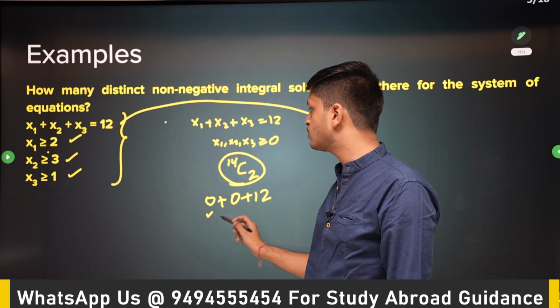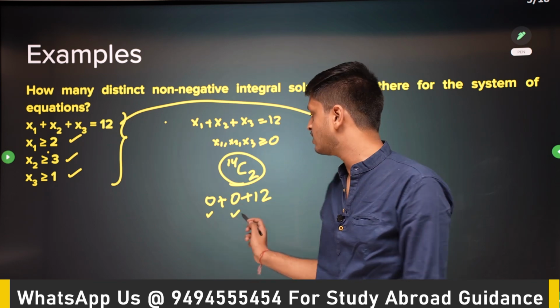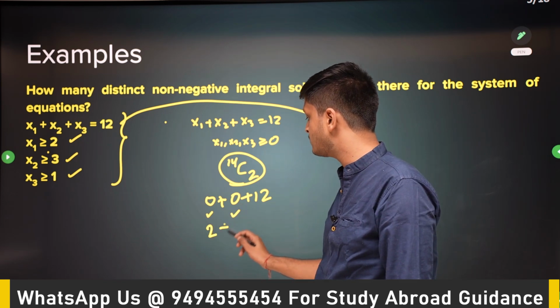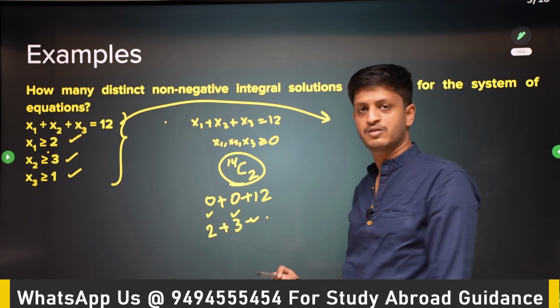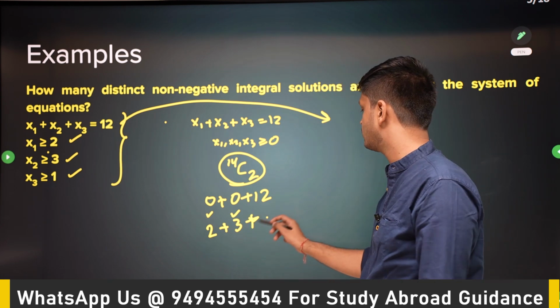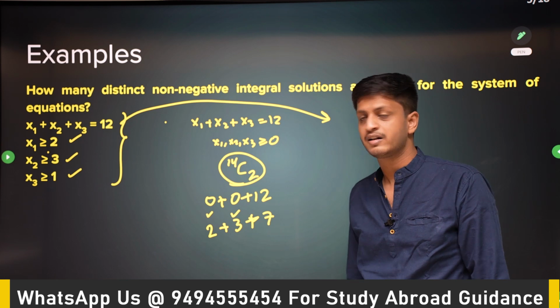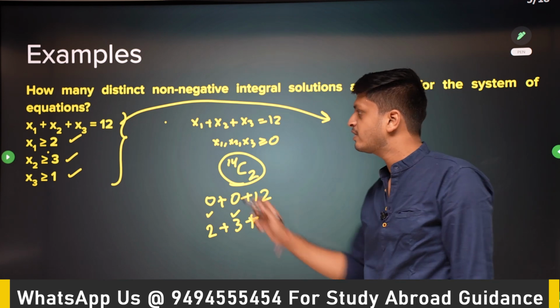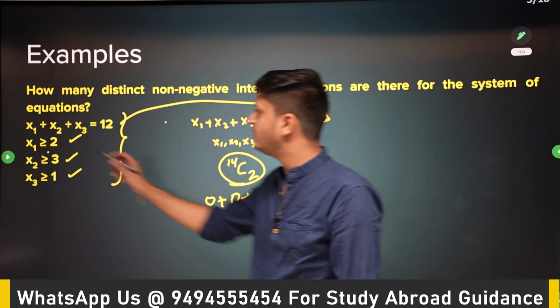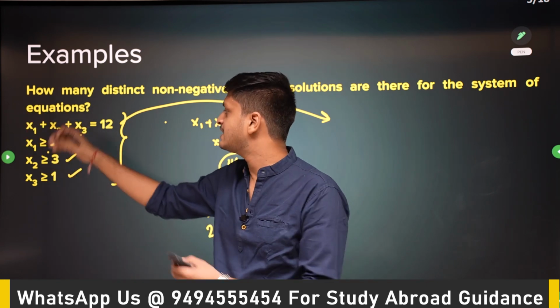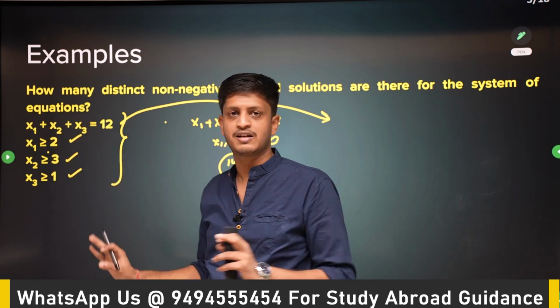Since x1 has to be greater than or equal to 2 and x2 has to be greater than or equal to 3, this is not allowed. This has to be at least 2, this has to be at least 3. This is allowed: 2 plus 3 plus whatever, 7. But the other is not allowed. So we will map it to some other space. Basically we will give at least 2 to x1, at least 3 to x2, and at least 1 to x3.